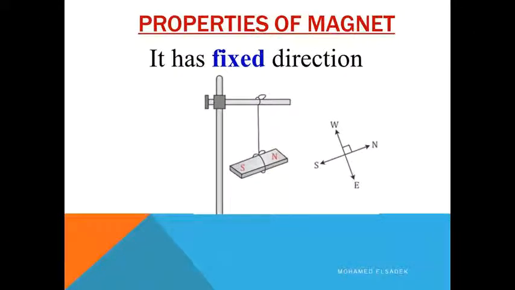The magnet has a fixed direction that it doesn't change. What is the fixed direction of a magnet? South, north. So we can say that a magnet is always searching for the south direction of earth and the north direction of earth. Or we can say that a magnet always points to the south direction of earth and the north direction of earth.